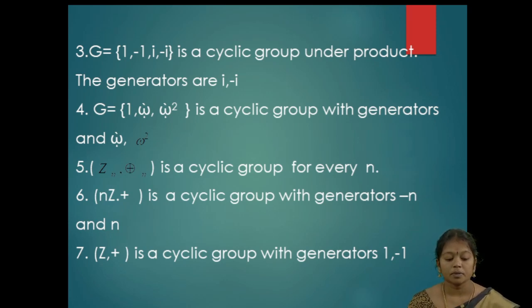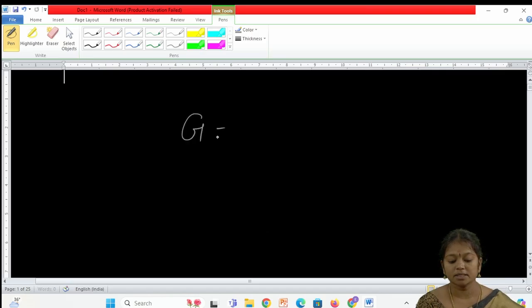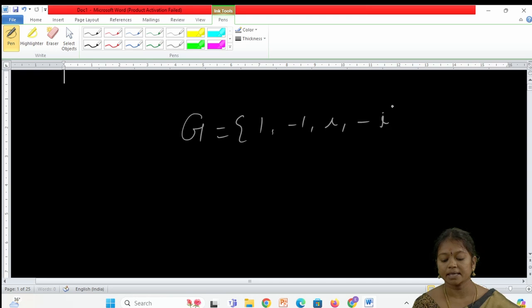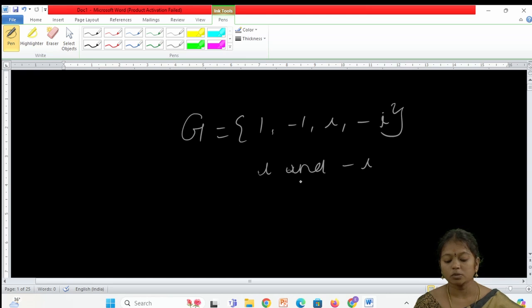How to prove this group is a cyclic group? The group G equal to {1, minus 1, i, minus i} is a cyclic group. How can you say this group is cyclic? Here the generators are i and minus i. Generator means with the use of these elements we can generate all the elements of this group.